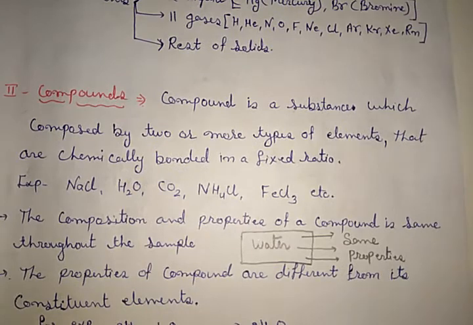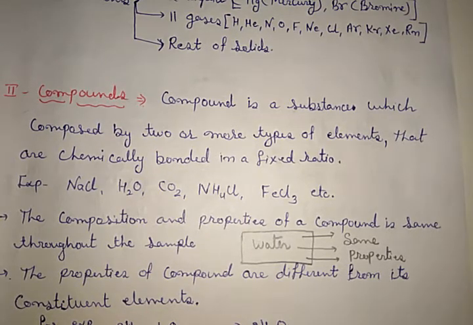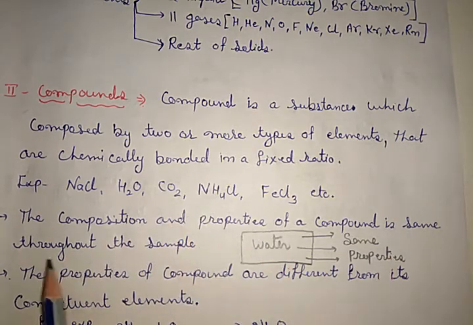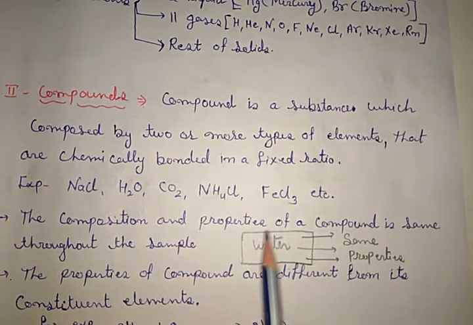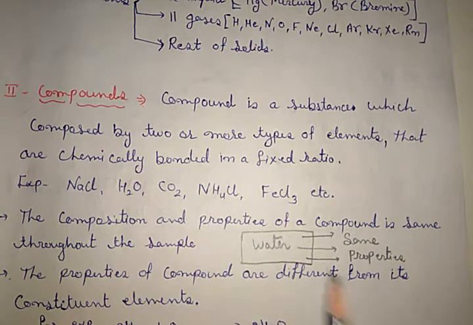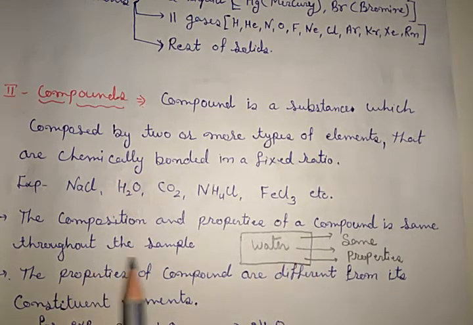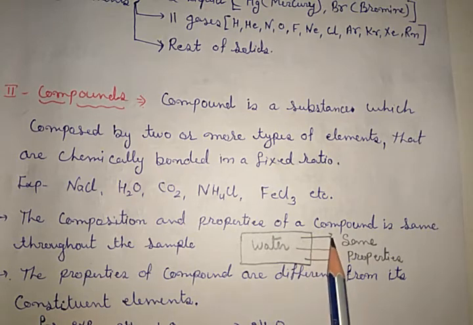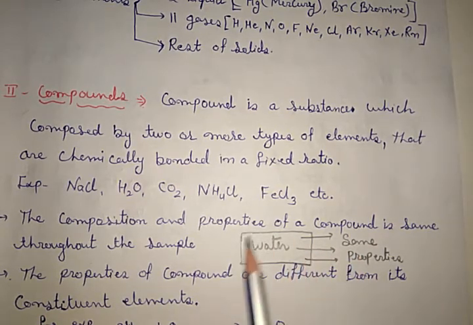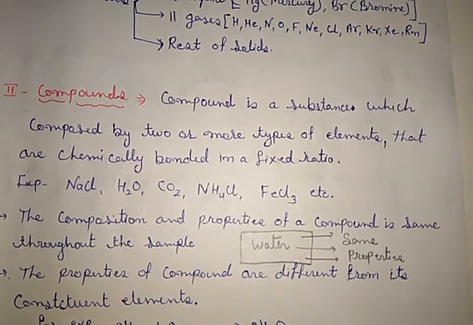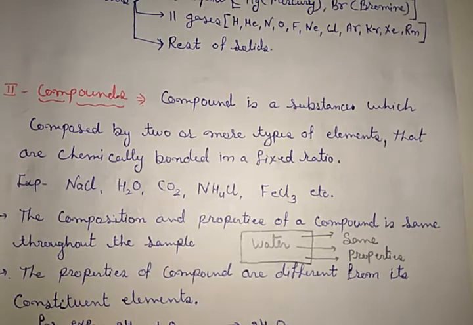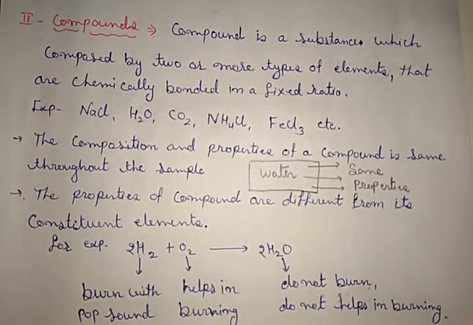Now, there are various properties, out of which we will discuss some here. First one is that the composition and the properties of a compound are the same throughout the sample. Suppose that is a sample of pure water. If I check the chemical properties, they are the same in the entire sample. That means if I check here, here or here, they are the same. Got it? Clear?